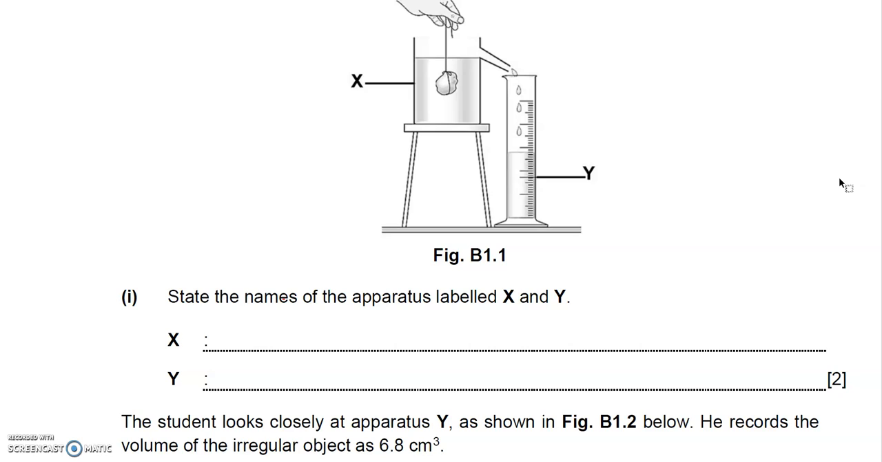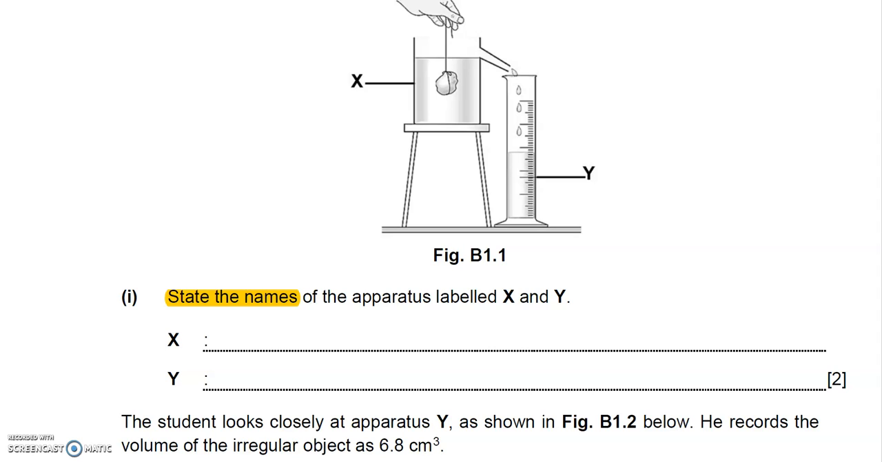Part 1 requires you to state the names of the apparatus labeled X and Y. Now let's highlight state the names. State the names tells us that we need to identify what these apparatus are called.